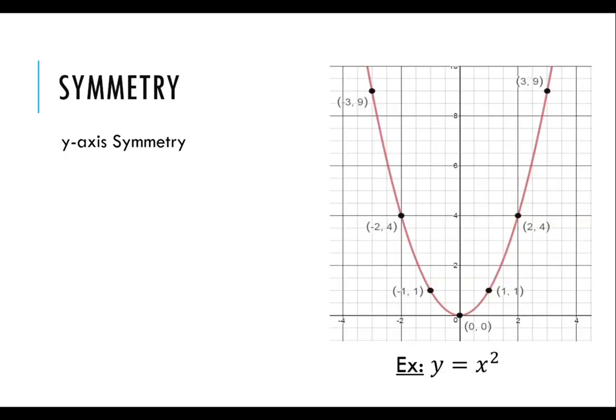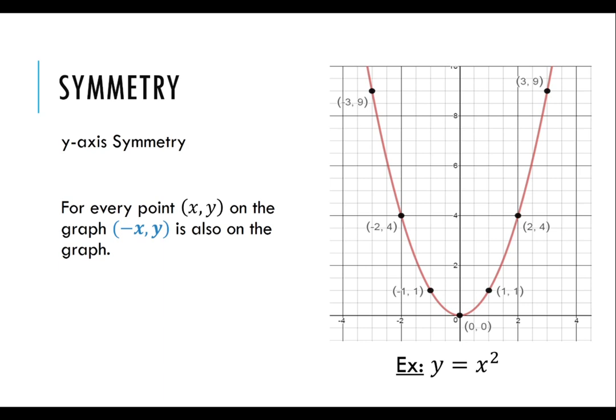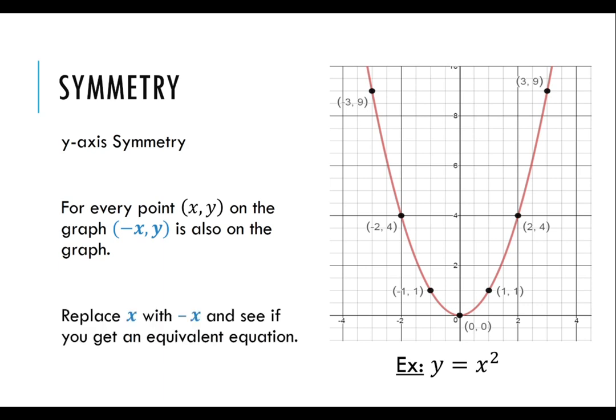Y-axis symmetry is this idea that if you had your graph on a piece of paper and you folded that piece of paper along the y-axis, everything on the left-hand side of the y-axis and everything on the right-hand side would line up together with the folded sheet of paper. For every point (x, y) on the graph, (-x, y) is also going to be on the graph. And if you want to test an equation, replace x with negative x, simplify, and see if you get the exact same equation that you started with.